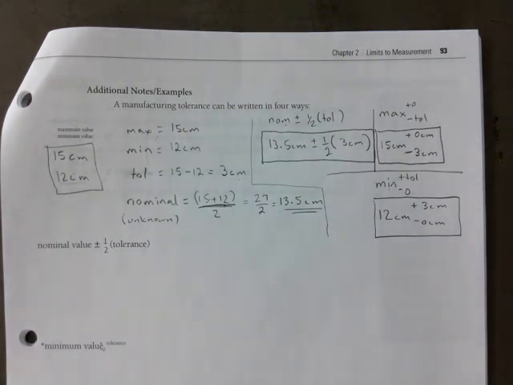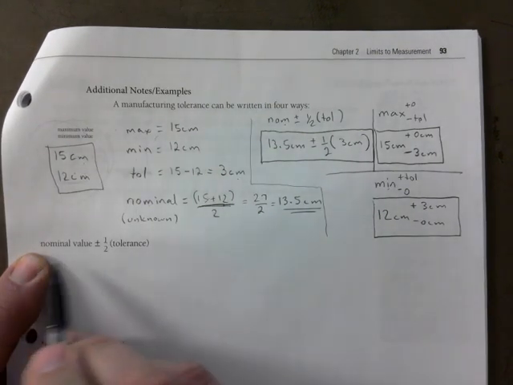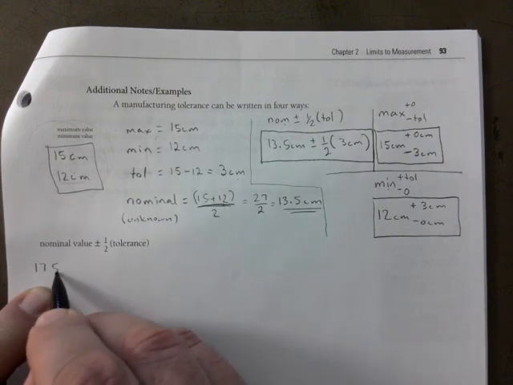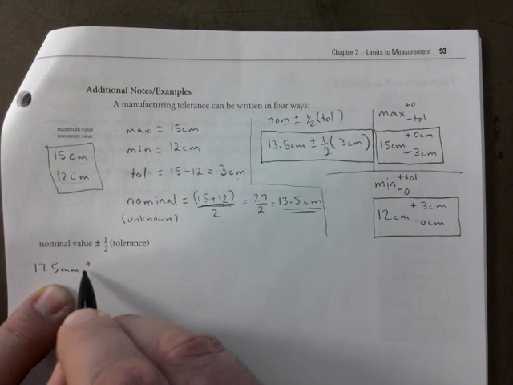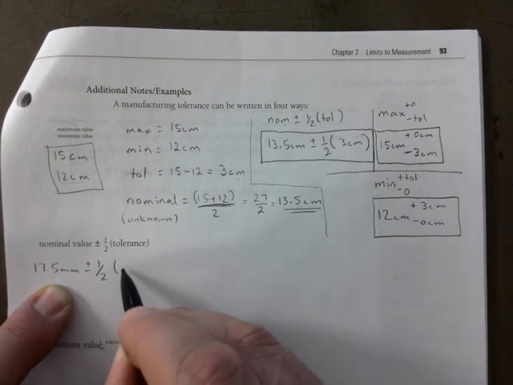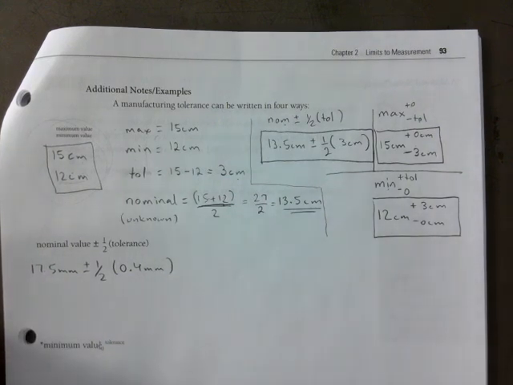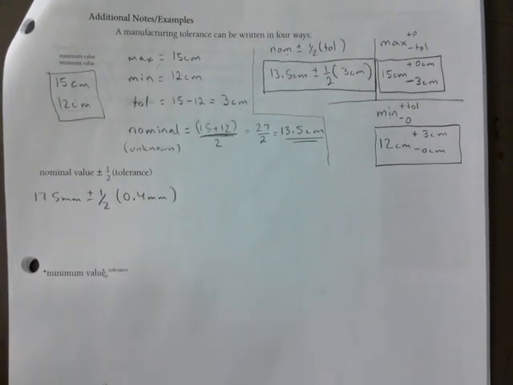Is this too much? Let's do it one more time. You can do it, guys. Come on. Okay, I'm going to give you another example. So let's say this is the one I give you. So I'm going to go 17.5 millimeters plus or minus half of 0.4. And I ask you, please give me the other three.